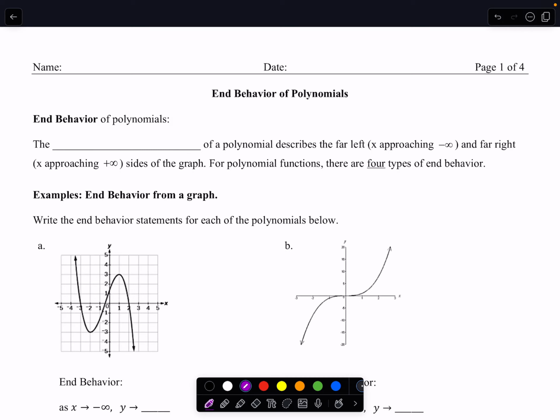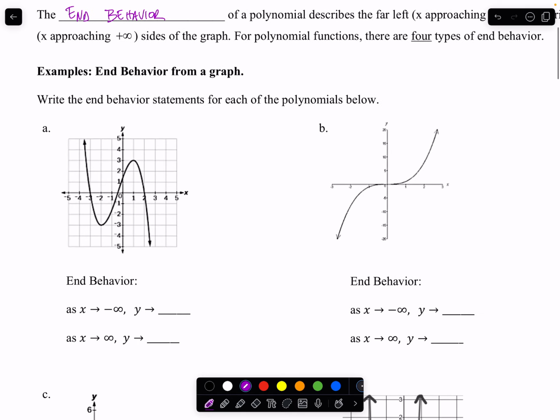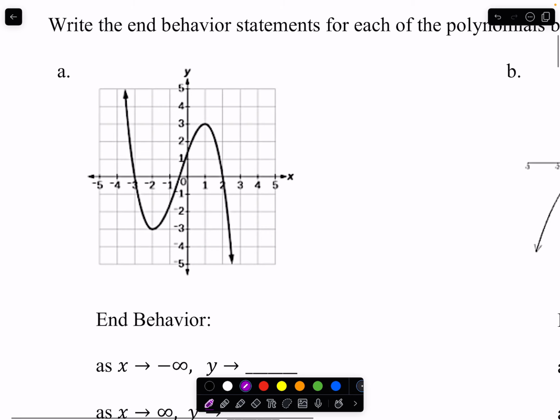Okay, so we're going to look at end behavior of polynomials here. So first let's define the end behavior. The end behavior of a polynomial describes the far left and far right sides of the graph. For polynomial functions, there are 4 types of end behavior. So let's take a look at what this means. This is a graph of a polynomial.